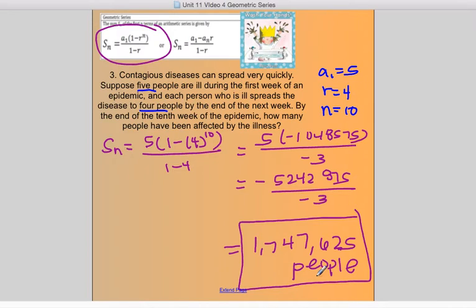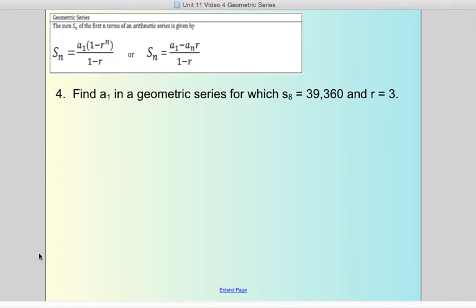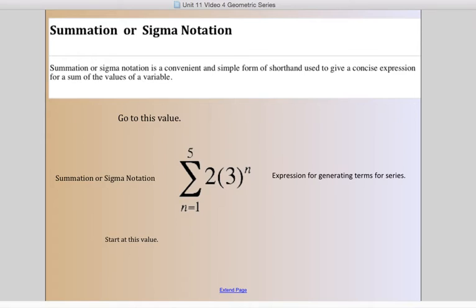We're going to be moving on to the back side of our notes, and we're going to be doing 2 more sigma notation examples. So here is our sigma notation. Sigma or summation notation is a convenient and simple form of shorthand used to give a concise expression for a sum of the values of a variable.